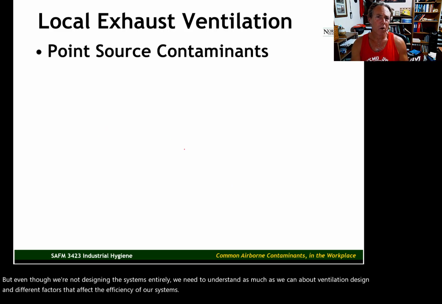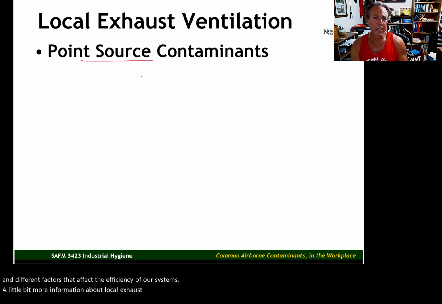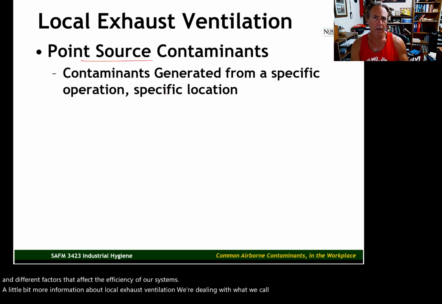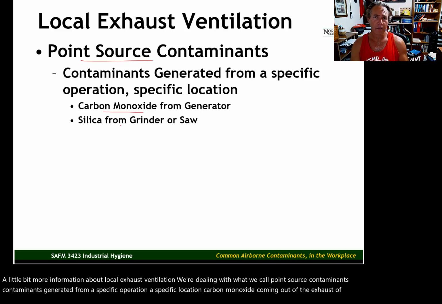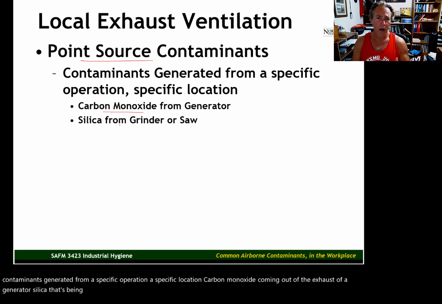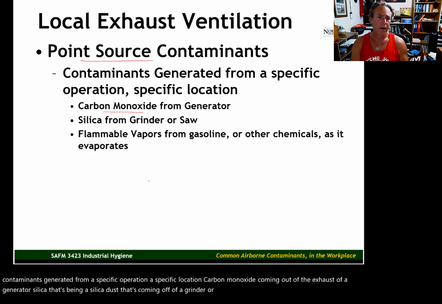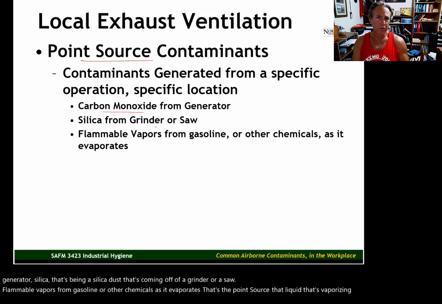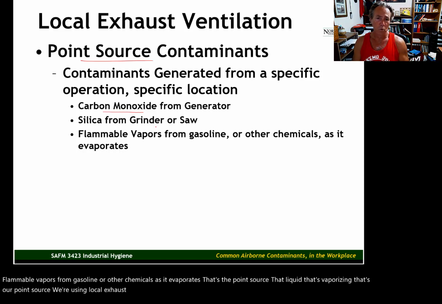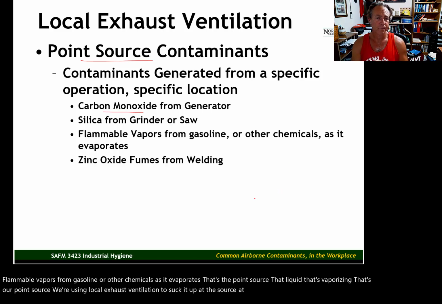A little bit more information about local exhaust ventilation. We're dealing with what we call point source contaminants. Contaminants generated from a specific operation, a specific location, like carbon monoxide coming out of the exhaust of a generator, silica dust that's coming off of a grinder or a saw. Flammable vapors from gasoline or other chemicals as it evaporates, that's the point source. That liquid that's vaporizing, that's our point source. We're using local exhaust ventilation to suck it up at the source, at that point source.